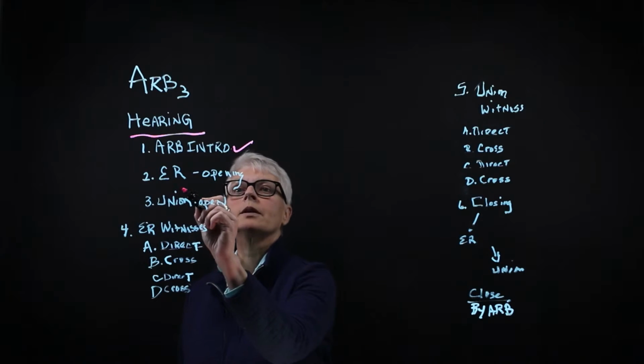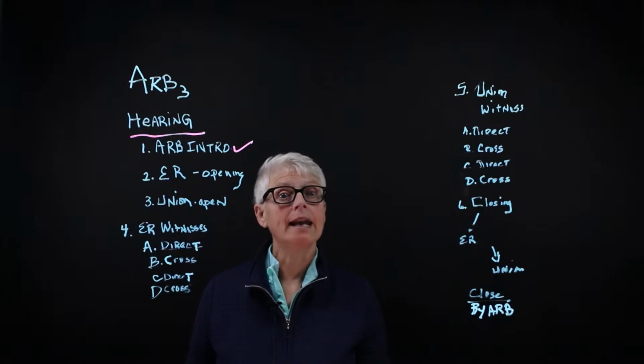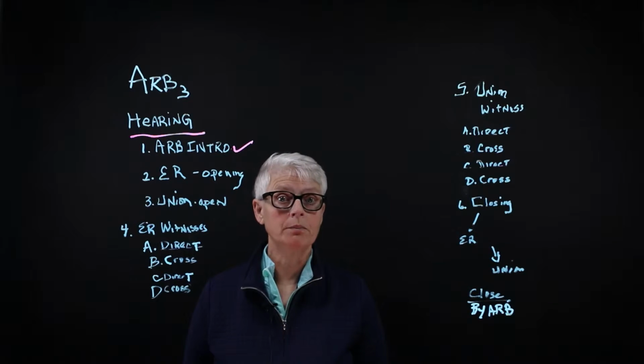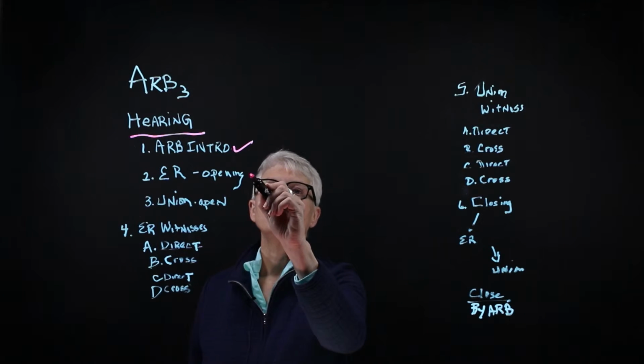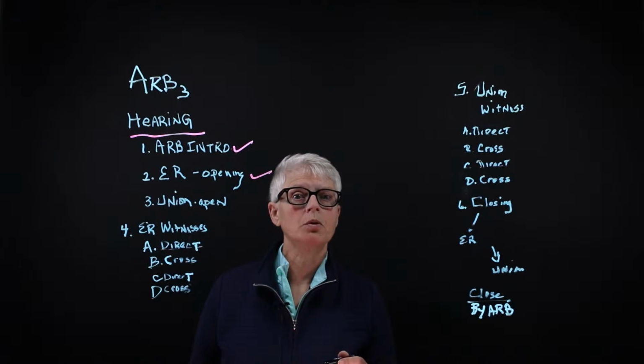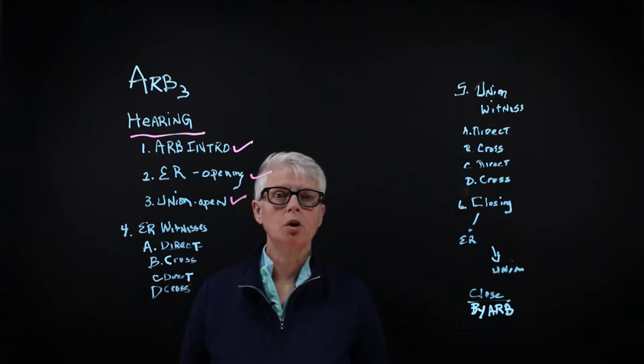Now, what the arbitrator will ask probably is, are there any issues about the evidence? And at that point, you'll have to discuss that with him if you think there is. Then the arbitrator will say, do you want to have openings? The employer has the burden of proof, so the employer will go first. And then the union will have an opening.